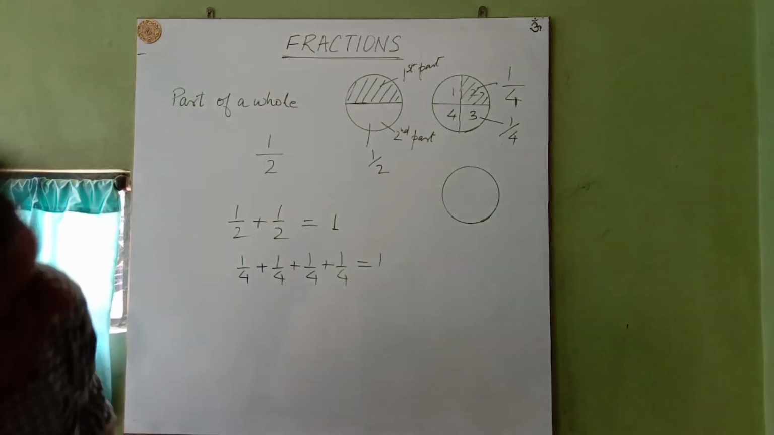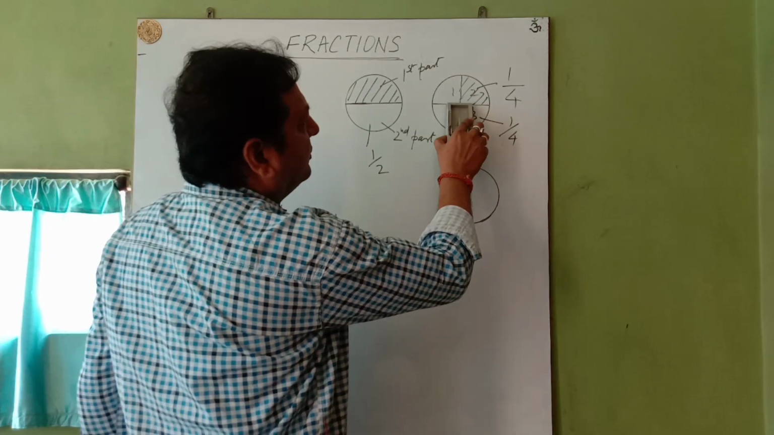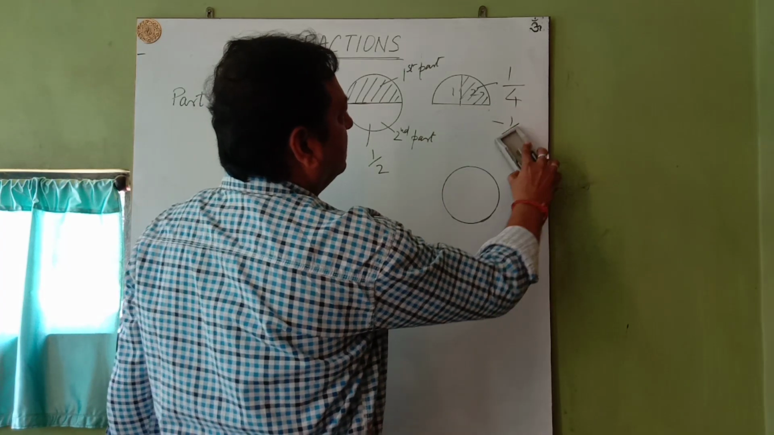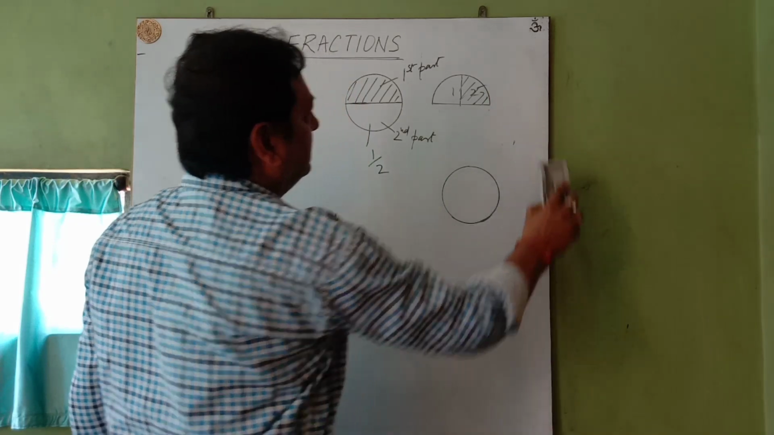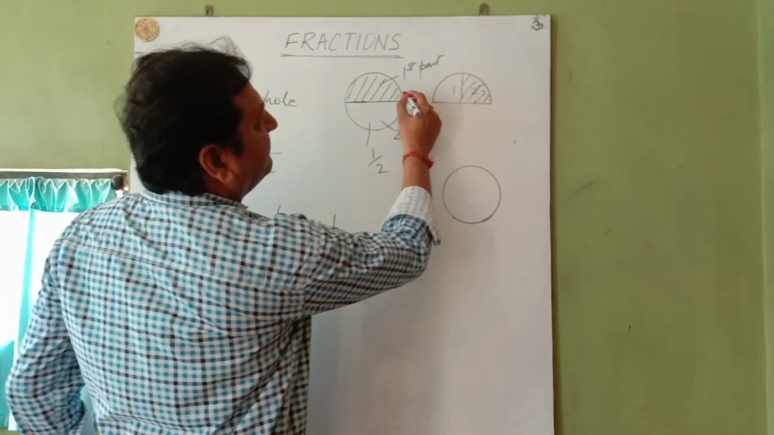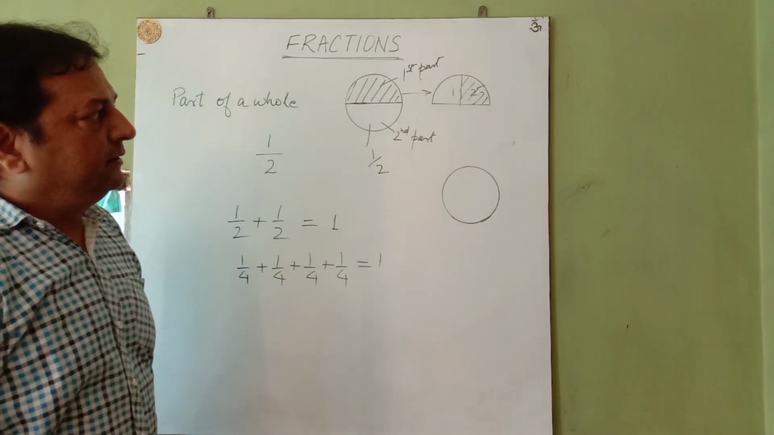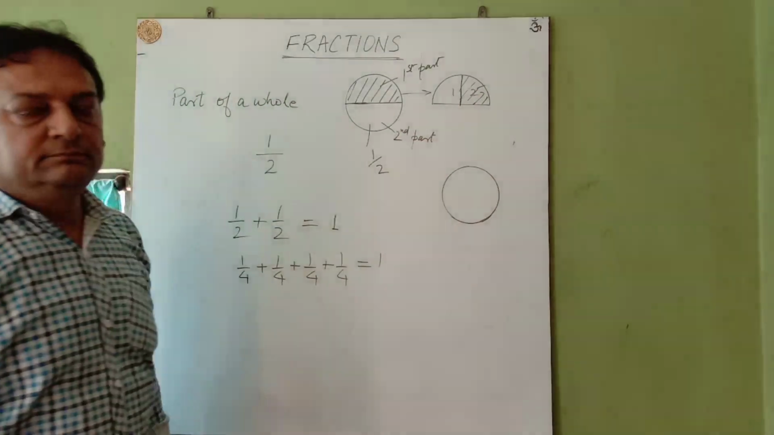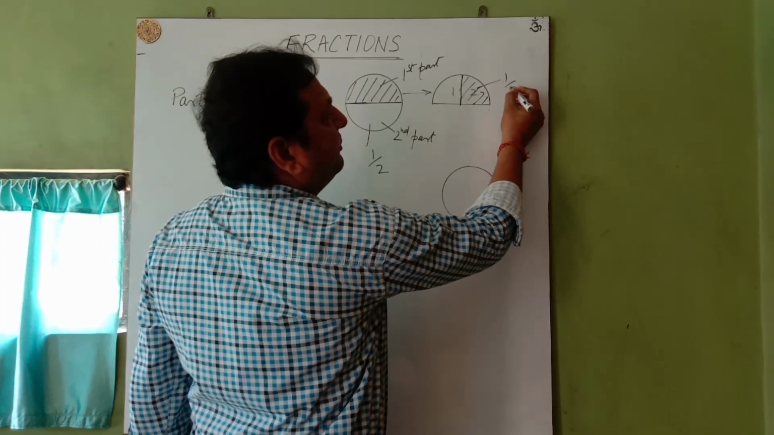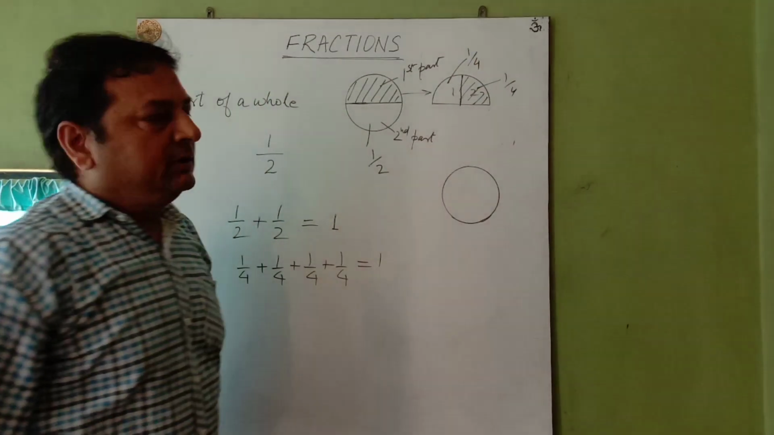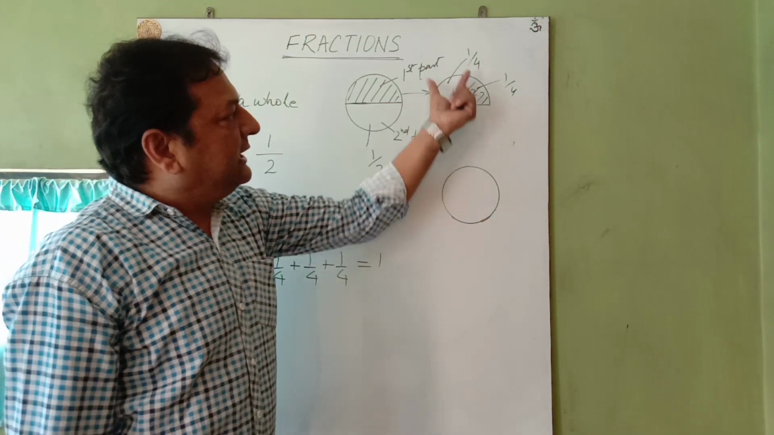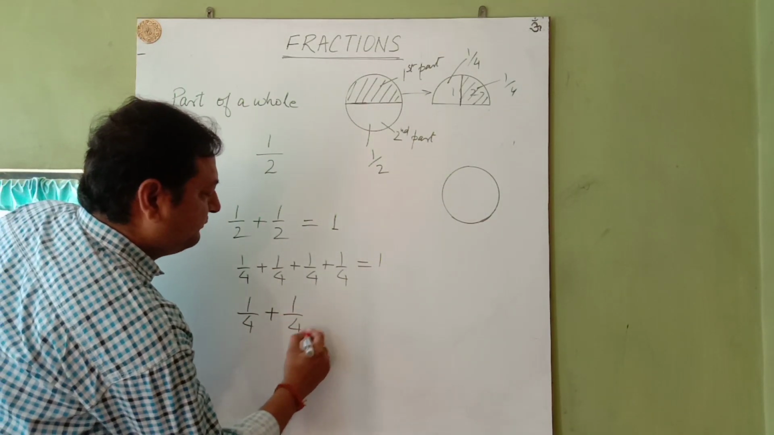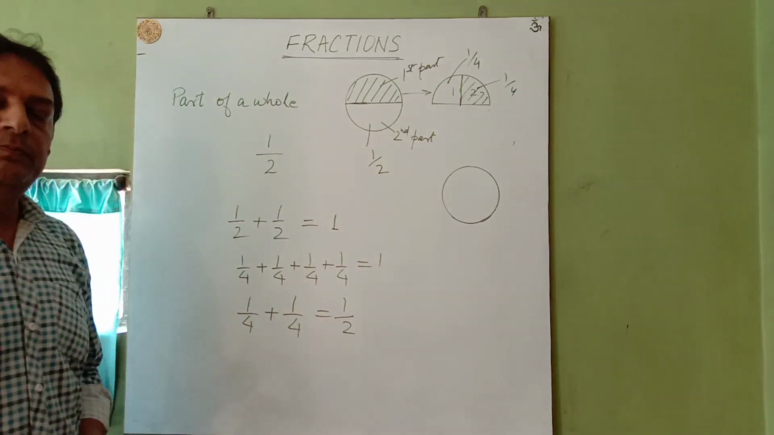And again now, if I divide only this half part into 2, this is the half part I have taken. This half part I have further divided into two parts. This was 1 upon 4 and this was 1 upon 4. That means 1 upon 4 and 1 upon 4 add up to give you half. 1 upon 4 plus 1 upon 4 is equal to 1 upon 2.